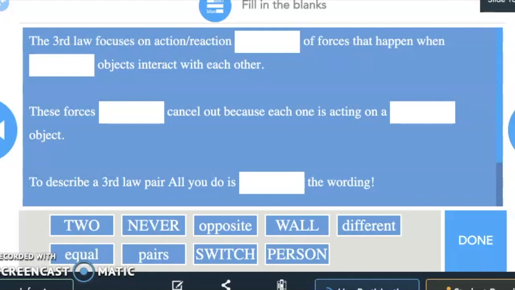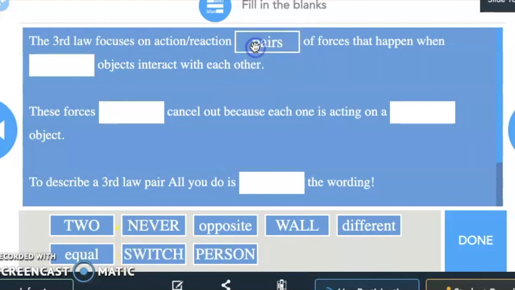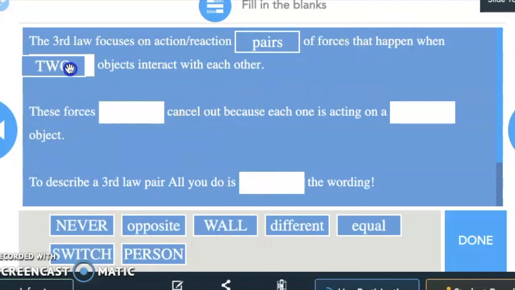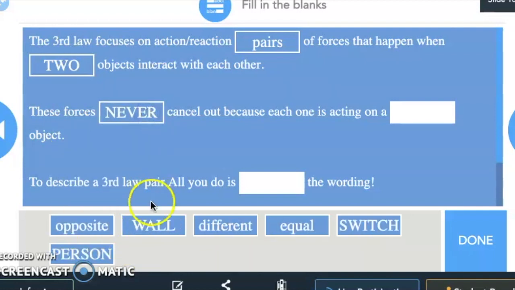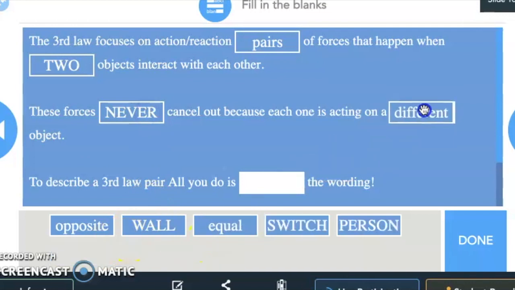So for our fill-in-the-blank notes for Newton's third law, the third law focuses on action-reaction pairs of forces. They always exist in pairs for the third law, that happen when two objects interact. So for Newton's third law, two objects need to be involved. This is different from our other two laws of motion, where we're looking at just a single object at a time. These forces never cancel out because they are on different objects.